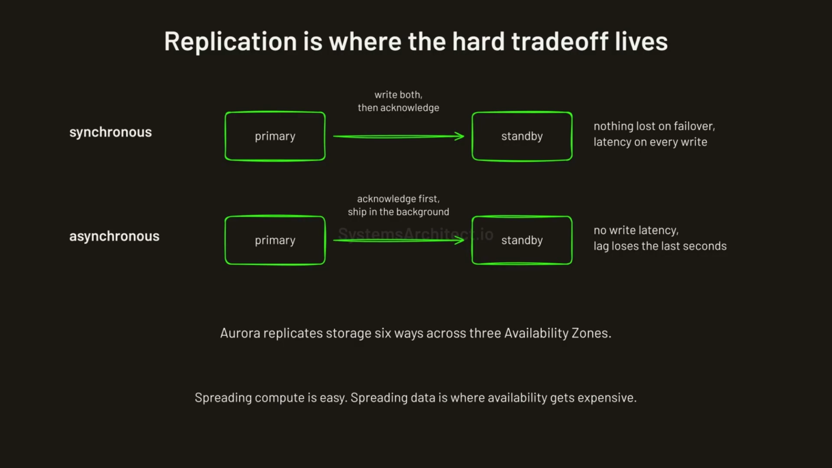What about read replicas? Read replicas improve read availability by serving queries from copies, but a lagging replica can hand a user stale data they just changed. Aurora blurs the line by replicating storage 6 ways across 3 availability zones.